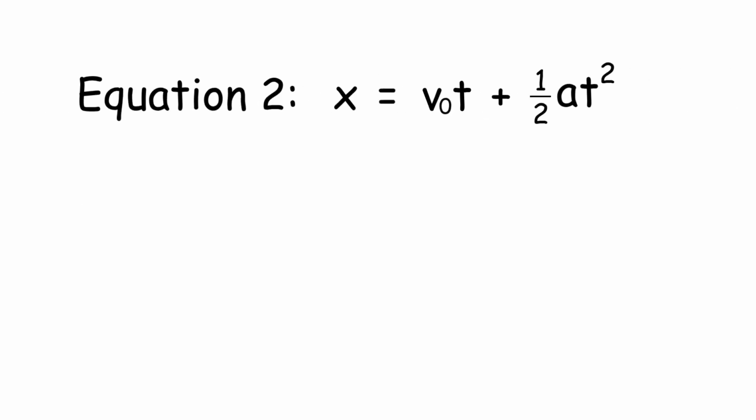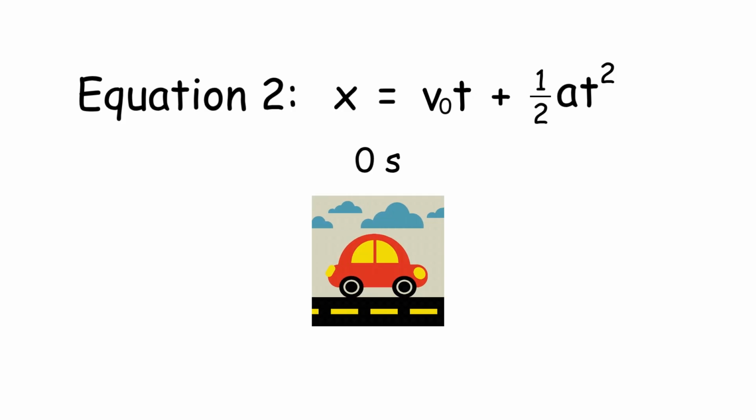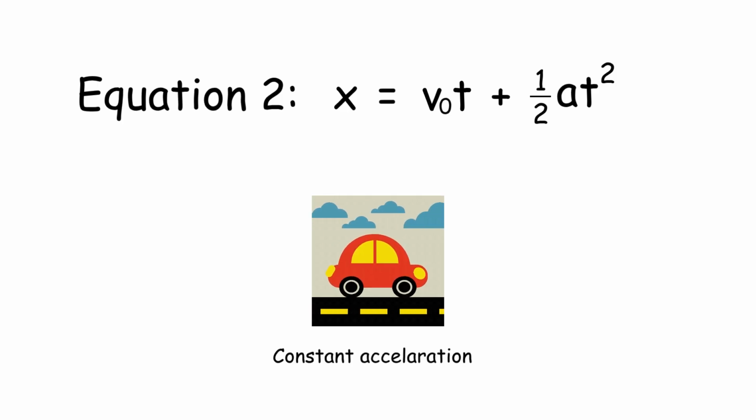Equation 2, displacement equals initial velocity times time plus 1/2 times acceleration times time squared. This one gives you the displacement when you know how long something has been accelerating. It's especially useful when tracking how far something has traveled over time with constant acceleration.